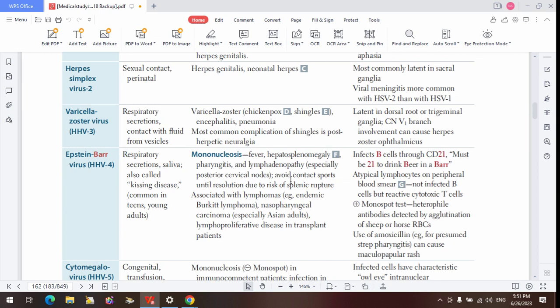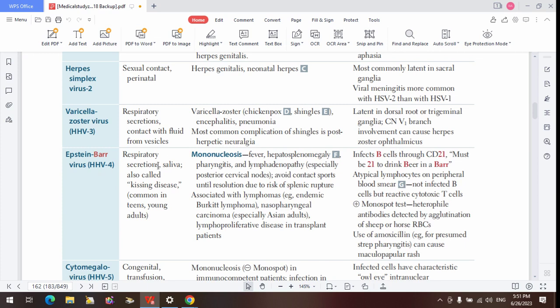One thing they want to say, but I don't know if they can ask that in Step 1, is that you must always be careful for the risk of splenic rupture because of the hepatosplenomegaly. So you want to avoid heavy exercise or sports that can lead to abdominal trauma, which can cause splenic rupture in these patients because of the splenomegaly.